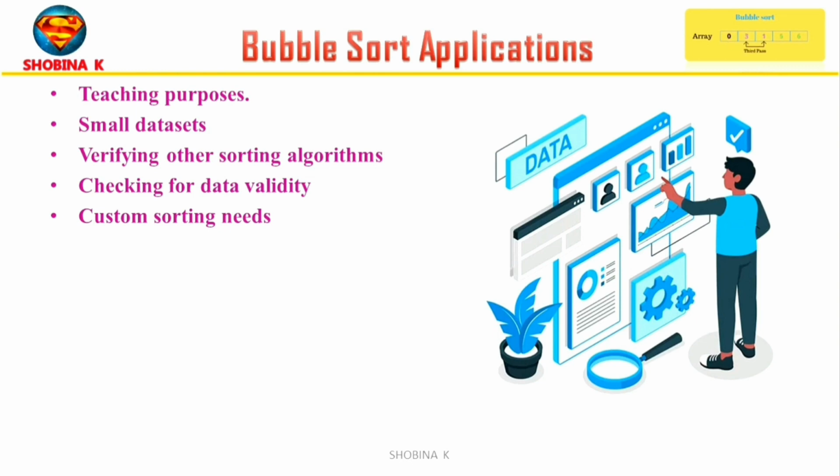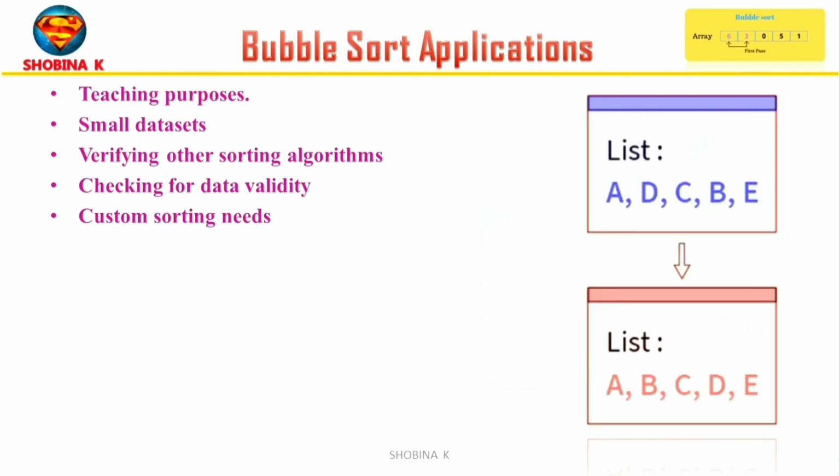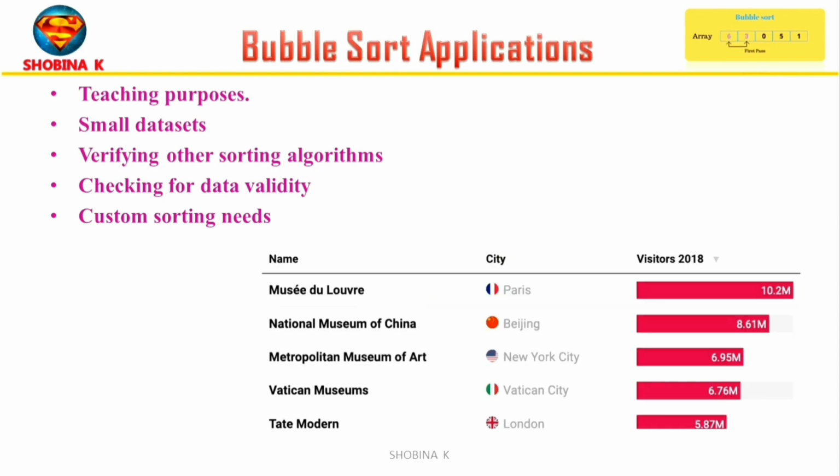Next, it is preferred for small data sets. We know that bubble sort has slow performance, but it is not a significant issue. Its simplicity makes it an ideal choice for quickly sorting a small amount of data. And with bubble sort, we can verify other sorting algorithms. That is, bubble sort can be used as a verification step in testing other sorting algorithms. Using bubble sort algorithm, we can check data validity. Bubble sort is the simplest way to check the input data is in correct order before the more complex algorithms are applied. Also, it is used in custom sorting needs.